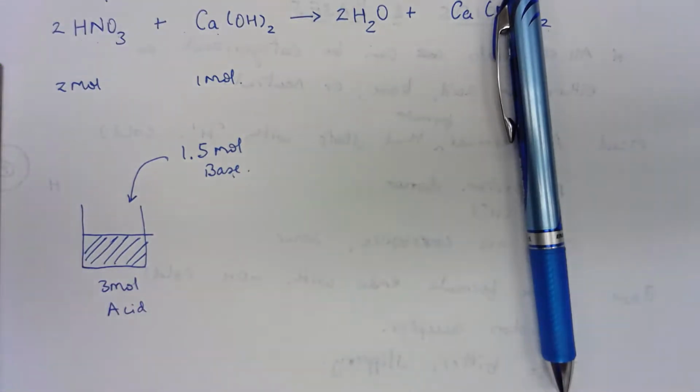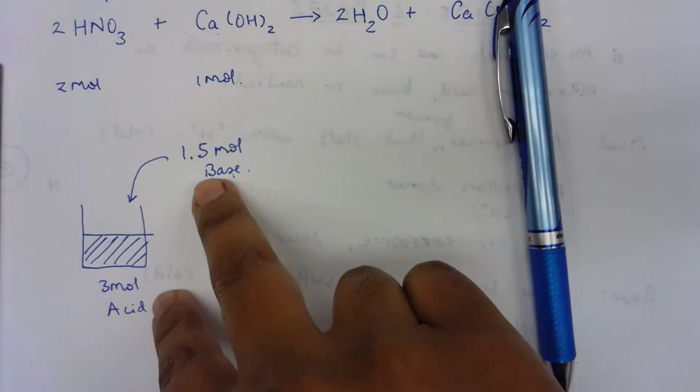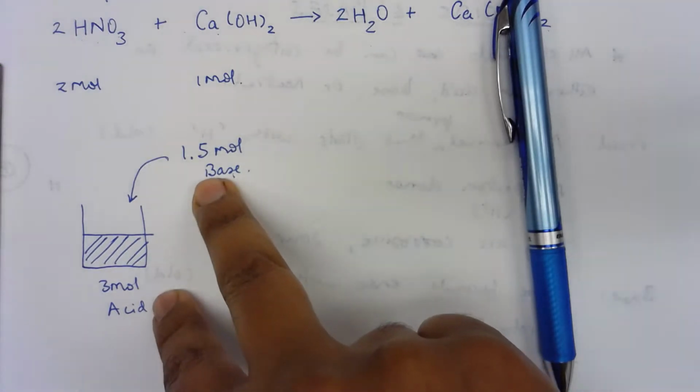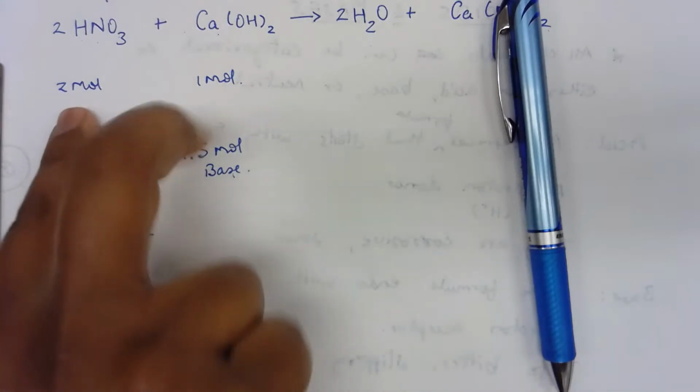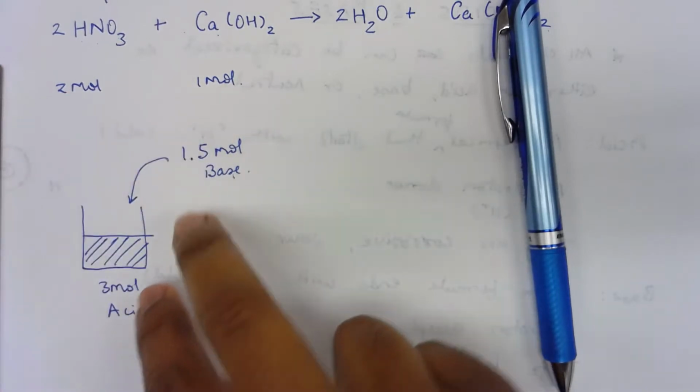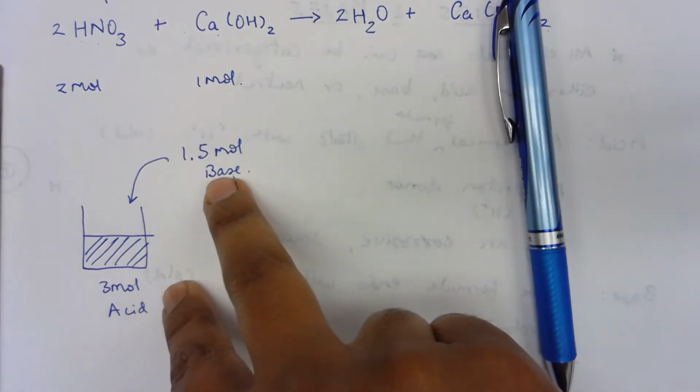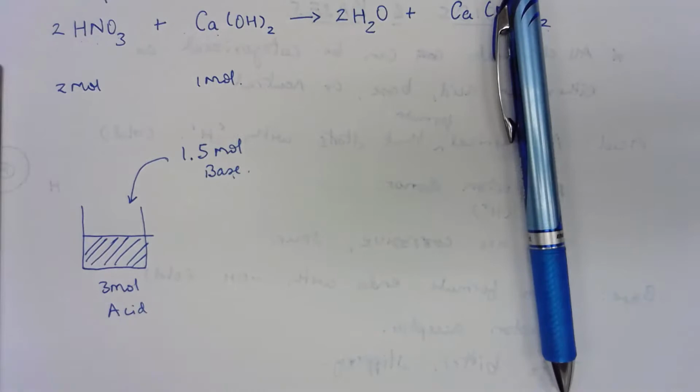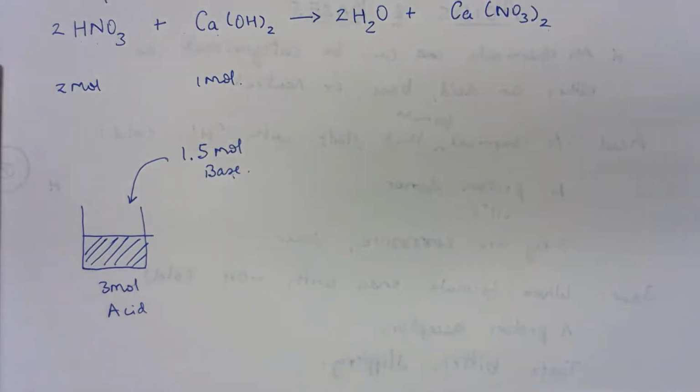Notice that the word equivalent is not the same as equal. Because did I add equal amounts? No, I added equivalent amounts, meaning based on the mole ratio, I added exact amounts that cancel each other out or they neutralize each other. Okay, so that is all the basics you need to know about acids and bases.